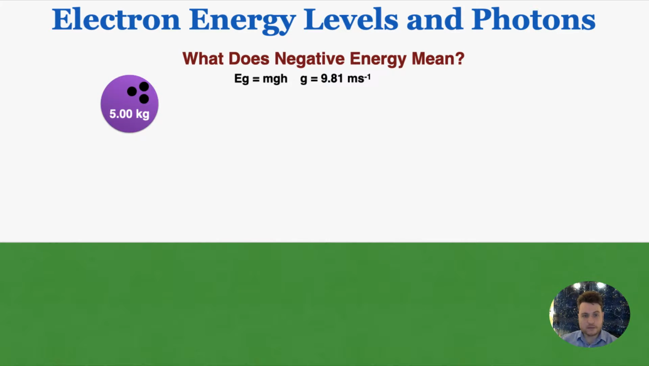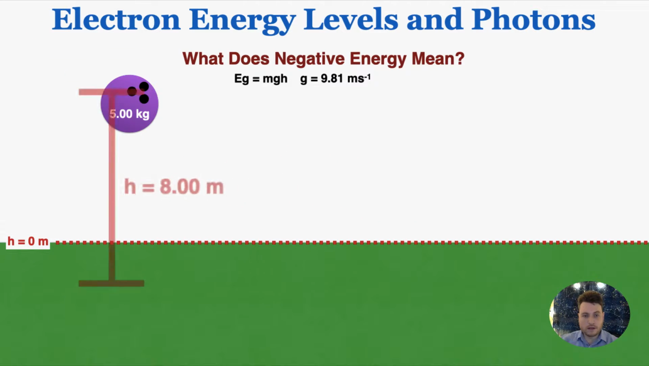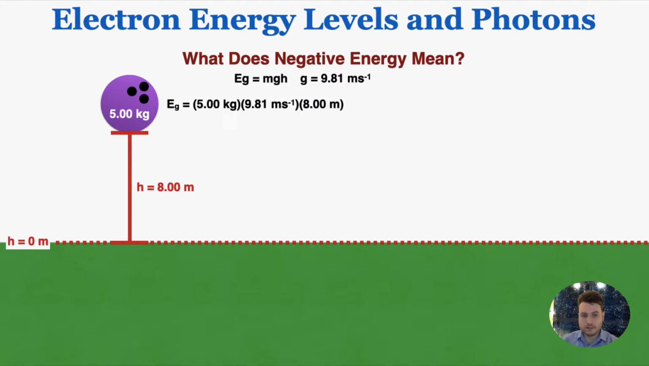For example, this 5 kilogram bowling ball would have some positive gravitational potential energy, and we know this because it's above some height that we're considering to be a 0 point of height. That position on the ground is where we're saying the bowling ball has a height of 0. So we can imagine that the bowling ball is, say, 8 meters above that 0 position, and we can use the gravitational potential energy equation to find that the total gravitational potential energy there is 392 joules. The important idea here is that that positive energy is defined compared to some 0 point where the ball has 0 height and so 0 energy.